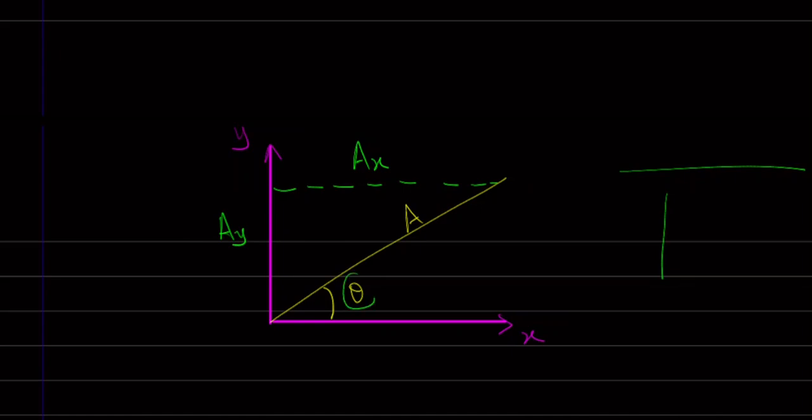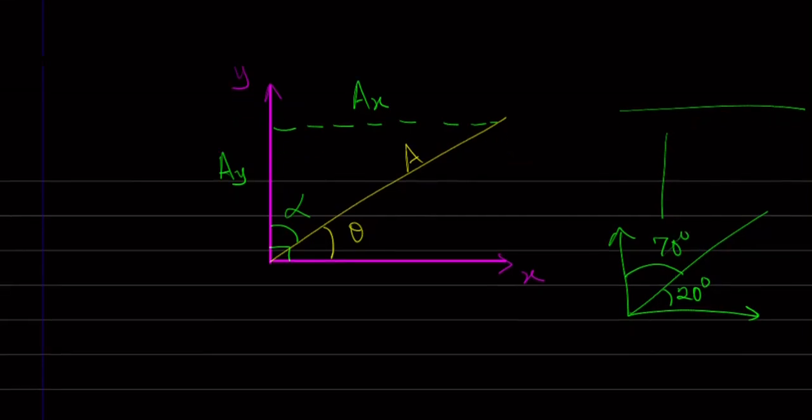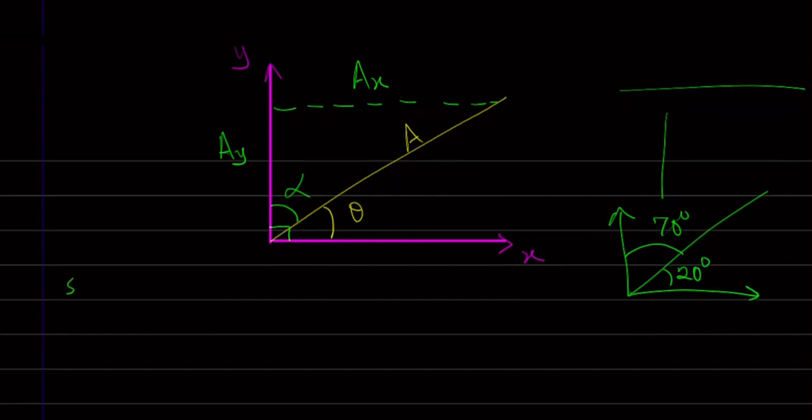Now this theta is outside the triangle. That means we need to find the angle that is in the triangle. Since this is a right angle triangle with 90 degrees, for us to get the angle that is here, we label it alpha, and alpha is going to be 90 minus theta. Basically, if this angle is 20 degrees, then the angle in the triangle will be 90 minus 20, and that gives us 70 degrees.